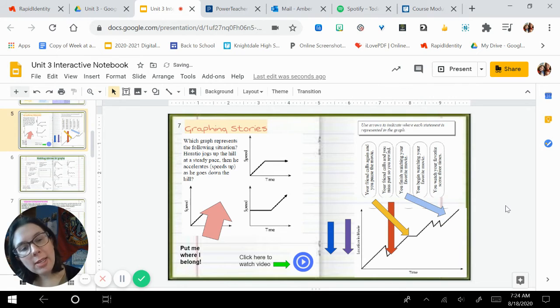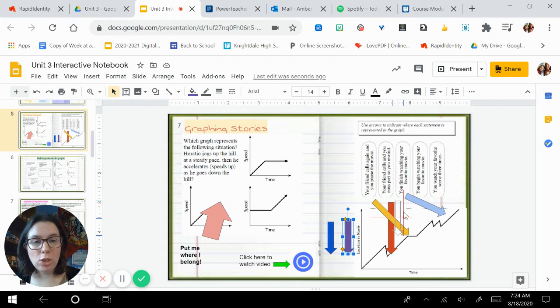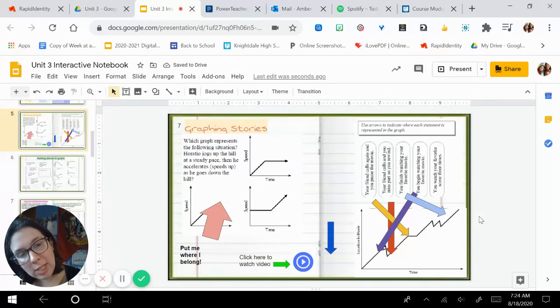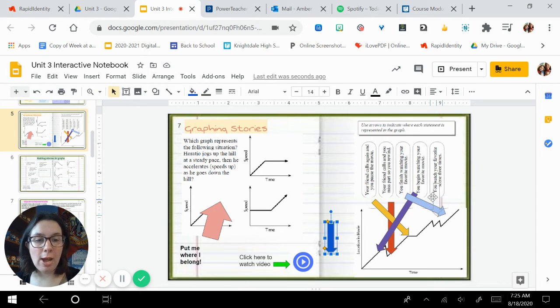Okay. All right. Then you begin watching your favorite movie. Obviously, that's at the beginning. So I'm going to rotate it this way and lengthen to here, because I'm watching at the beginning. And then the last one says you watch your favorite scene 3 times. That means I am pausing and then rewatching, pausing and rewatching, pausing and rewatching. So the graph is going up and down because I am going backwards and then rewatching it. That would be this little section that has little bumps right here.